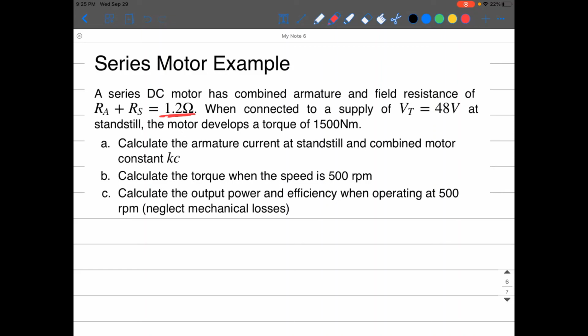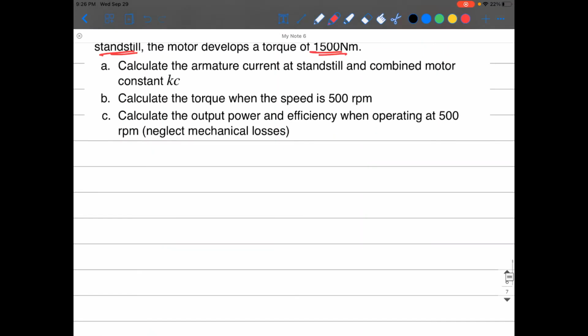When connected to a supply of a terminal voltage of 48 volts at standstill, the motor develops a torque of 1500 newton meters. At standstill means that it's not moving, it's at zero speed. So at zero speed, it's producing a torque of 1500 newton meters. Calculate the armature current at standstill and the combined motor constant Kc.